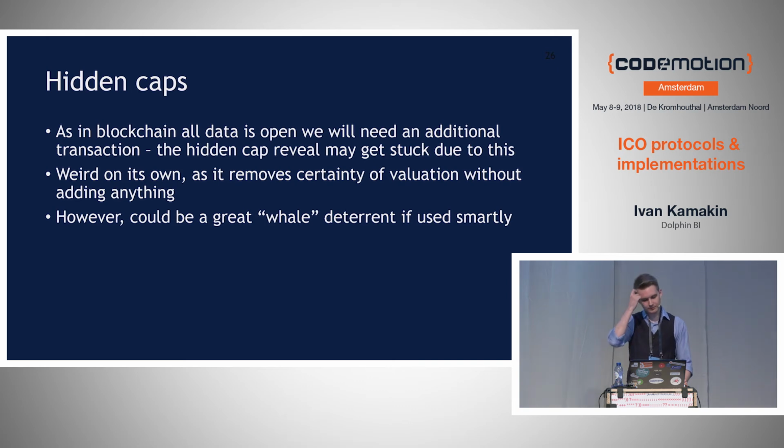Here there may be a problem. If the ICO is oversubscribed, then the hidden cap reveal transaction may get stuck. So you have to safeguard against that happening and somehow track the order of transactions to remove the excess transactions, even if the hidden cap reveal was late. On its own, this model can be really strange, as it removes certainty of valuation.